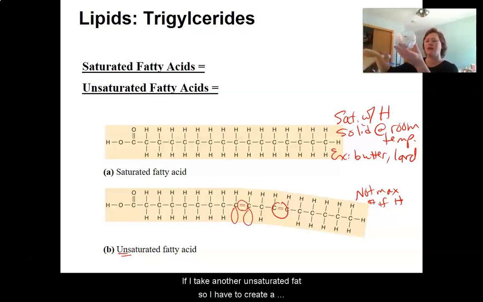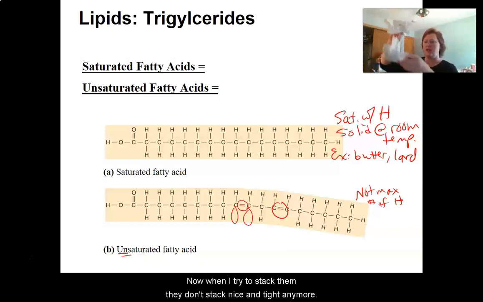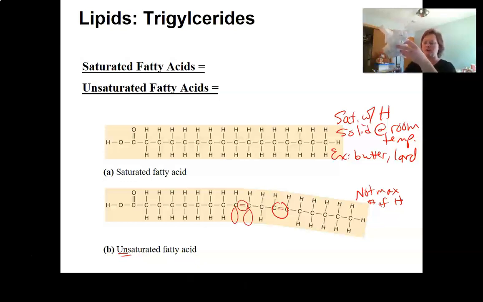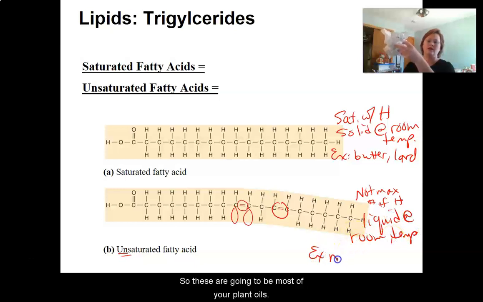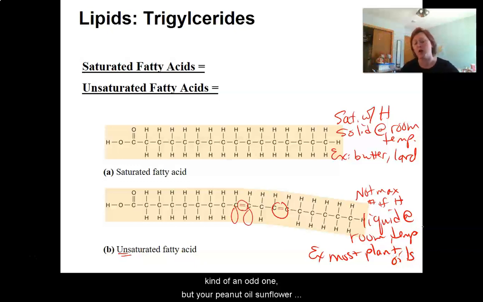If I take another unsaturated fat, so I have to create a bunch of kinks in those chains, now when I try to stack them, they don't stack nice and tight anymore. So these are going to be looser or liquid at room temperature. So these are going to be most of your plant oils. Now, coconut oil is an exception to that rule. It's kind of an odd one, but your peanut oil, sunflower oil, canola oil, and so on.